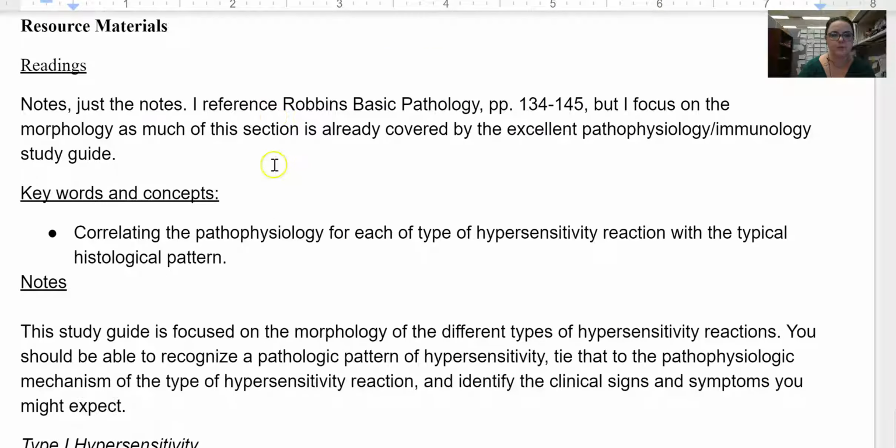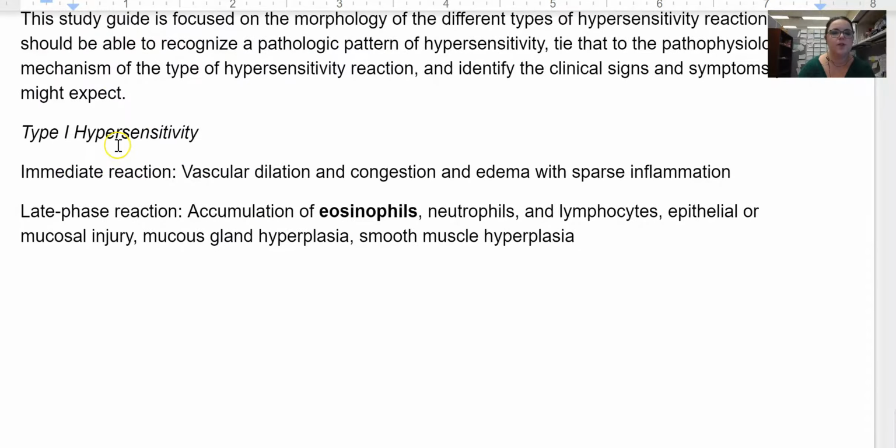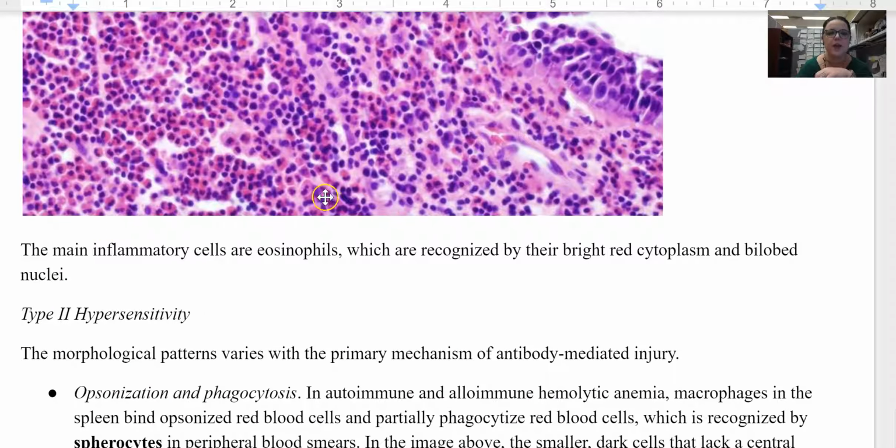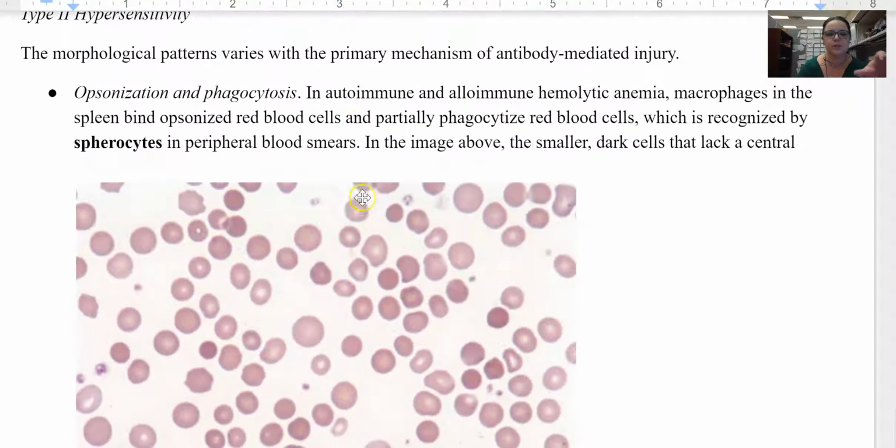Okay, here's Dr. Poole's session. He just wrote you some notes, so go through each of them. It talks about the type 1 hypersensitivity, the immediate reaction, and the late phase reaction. Again, you should be somewhat familiar with some of what those terms mean from foundations. If not, I've placed all the material in this self-study for you. He gives you some images, and you can page through them and see the descriptions.